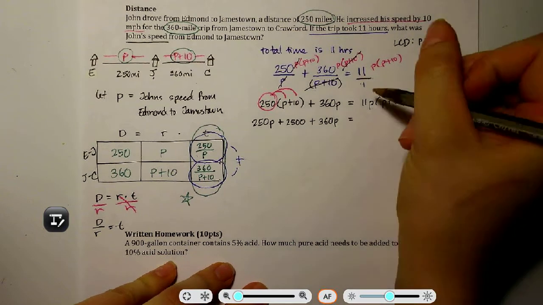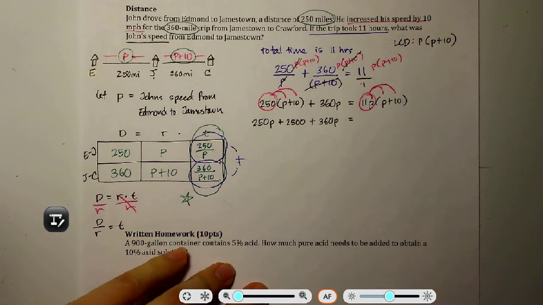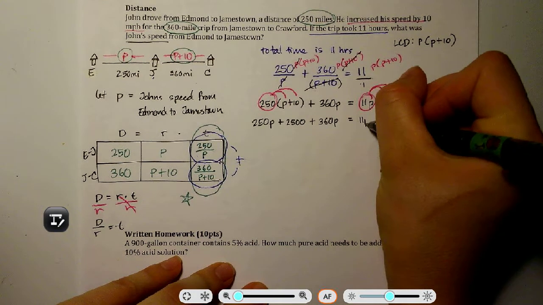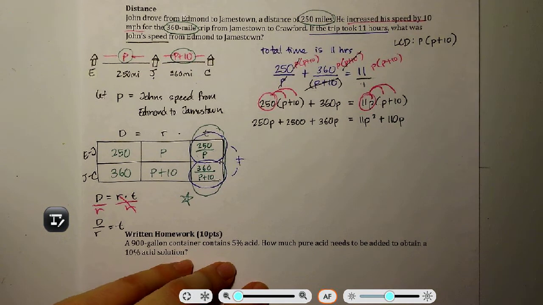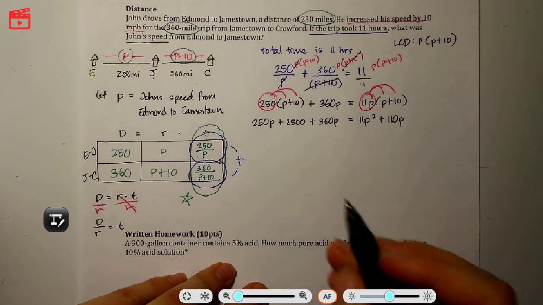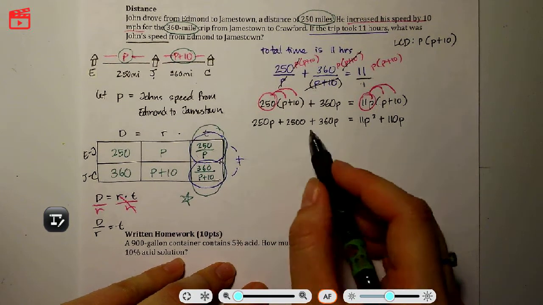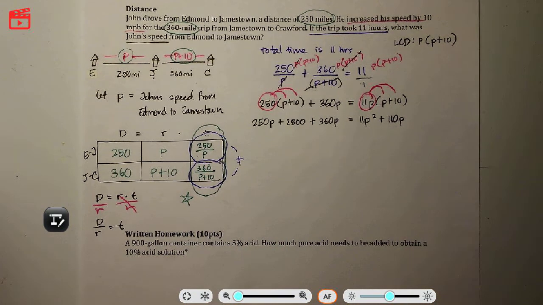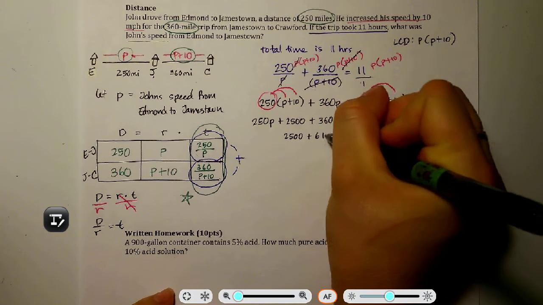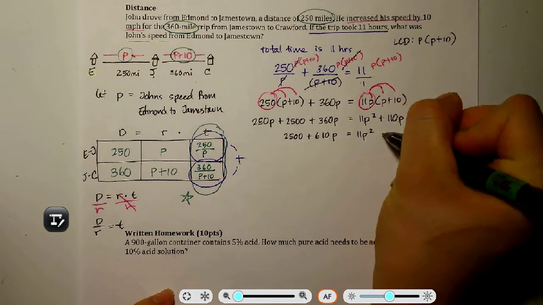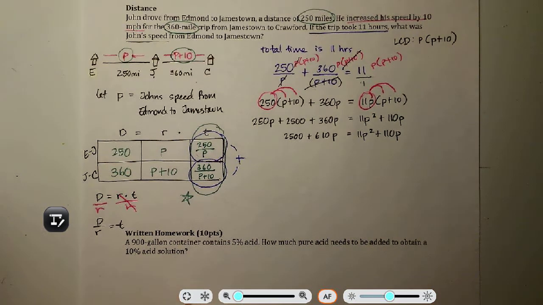Once again, let's use the distribution property. And what do we get? 11P squared plus 110P. Okay, now let's start simplifying a bit on this side. So 250 plus 360. Pulling out your calculator if you need to. If you can do that in your head, go ahead and do it in your head. That's 610. So 2,500 plus 610P equals 11P squared plus 110P.